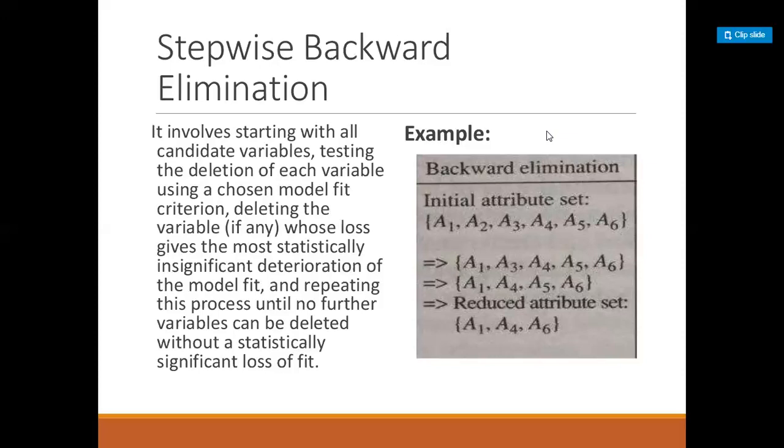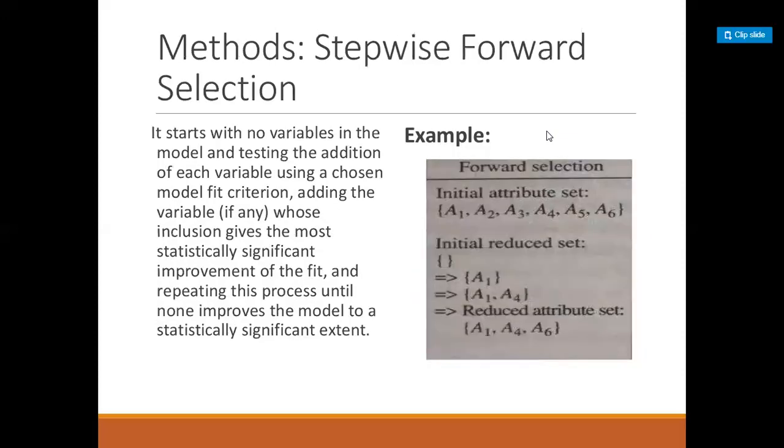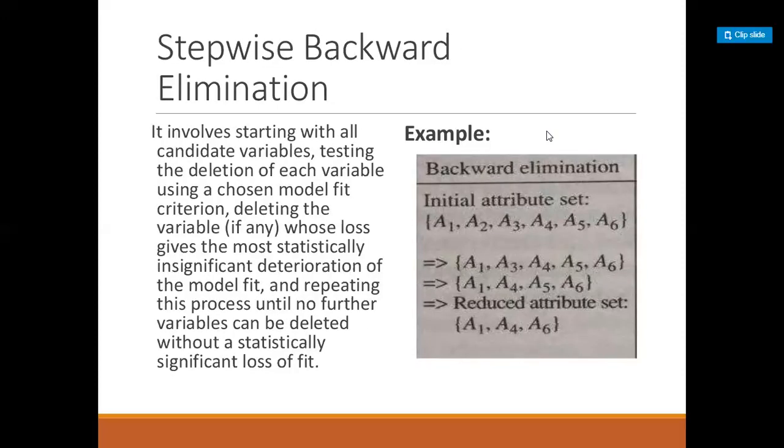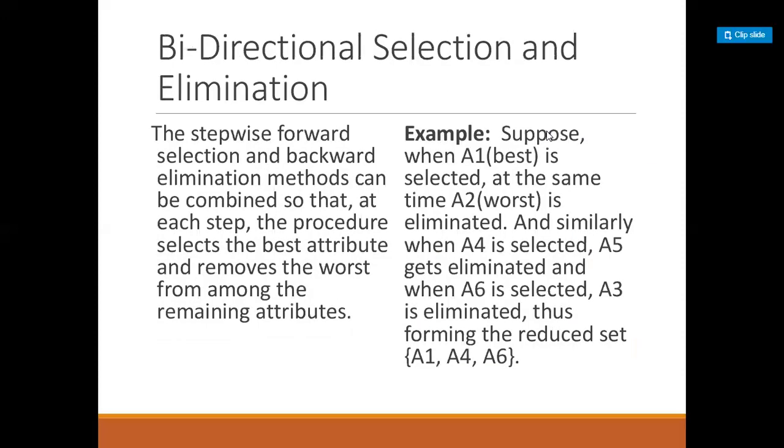After removing another least important attribute, we find out that the results are not the same as the initial set, so we stop here, and the final reduced attribute set after backward elimination is the same A1, A4, A6 that we got in the forward selection method. So either of these two techniques can be used, but to make a faster approach, we can perform these two approaches simultaneously by performing bidirectional selection and elimination.